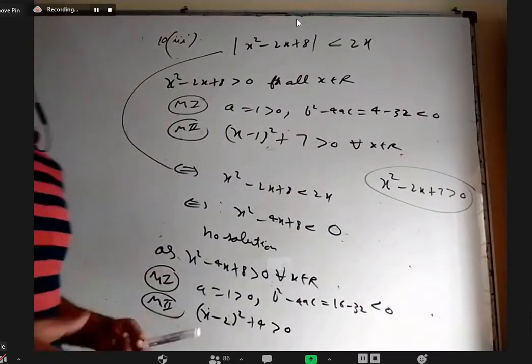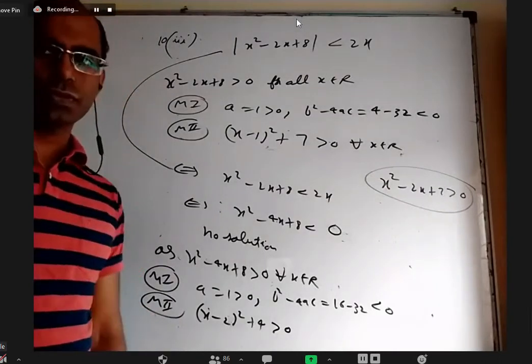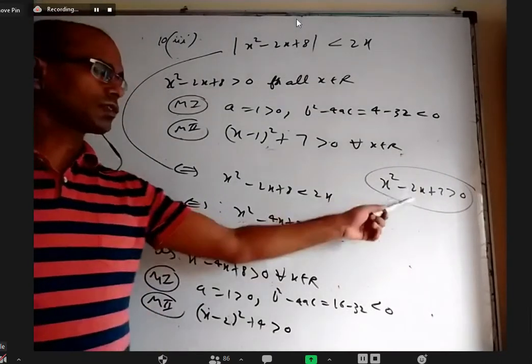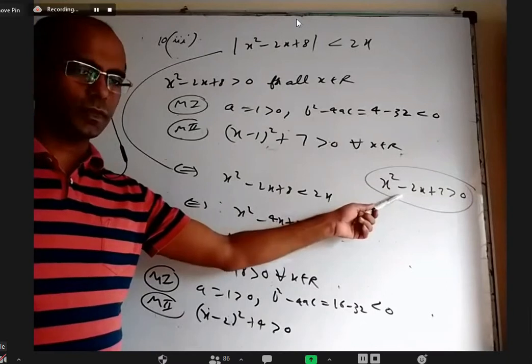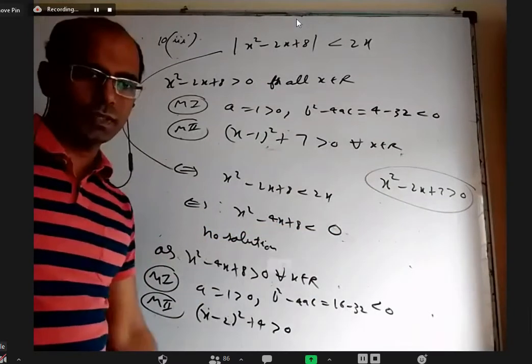Because we are talking about inequality, it's not equal. If it is equal to 0, yes, no solution. But greater than 0? Yes, sir, got it, sir. What is the solution for this? Tell me. For this inequality.